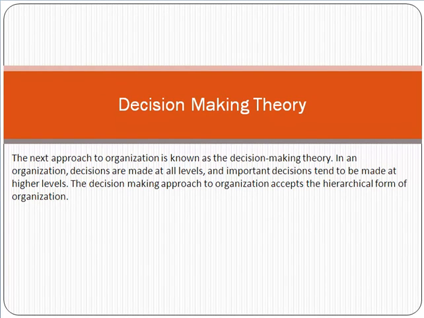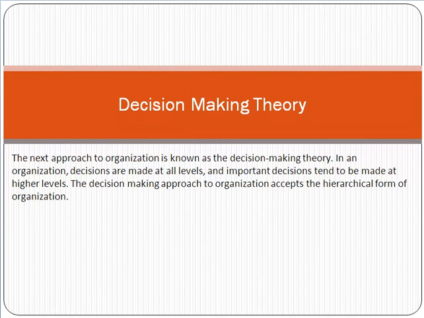Decision making theory means, friend, that decision making is more important. What does it mean? The approach to organization is known as the decision making theory. In an organization, decisions are made at all levels, and important decisions tend to be made at higher levels. The decision making approach accepts the hierarchical form of organization. What does it mean, friend? It means that decisions are made at every level.